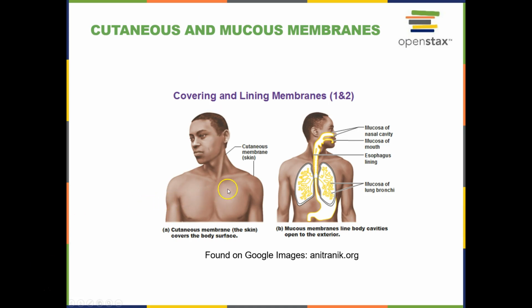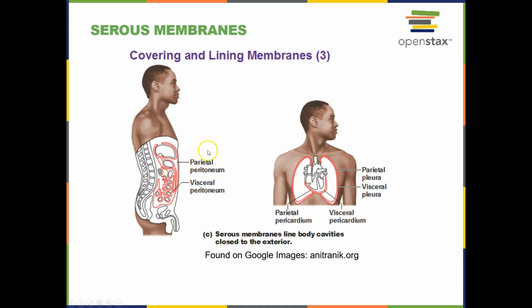So I found these pictures off of Google Images, as I have here. This is where you can actually find this picture. Here you can see the skin, and you can see the mucous membranes of the nasal and oral cavities going into the respiratory route as well as the digestive route. So we have both our cutaneous membrane and our mucous membrane.